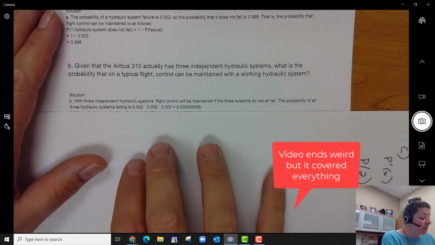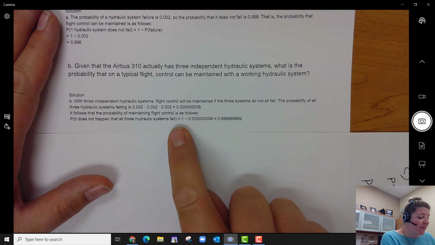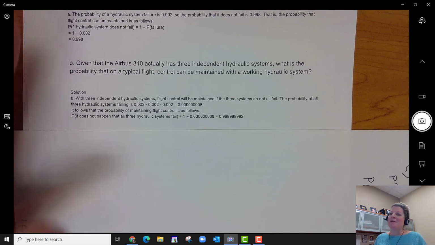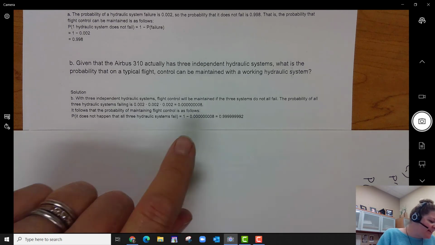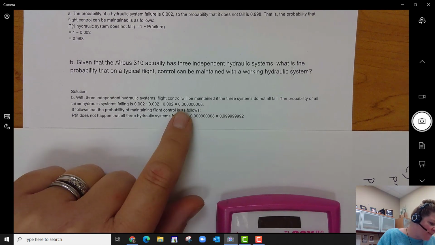So the probability that it will work is we just minus 1 from that. So we had to use the idea of, well, we didn't have to, but we had to use the idea of complementary events with it not failing.